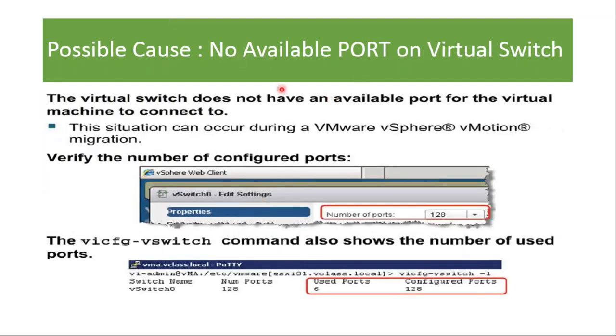Another possible cause is no available port on your virtual switch. I also explained this: if there is no port available on your vSwitch configuration and you are trying to add a new virtual machine, you cannot assign the IP address for the newly provisioned virtual machine. So you have to validate available ports while provisioning a new virtual machine.